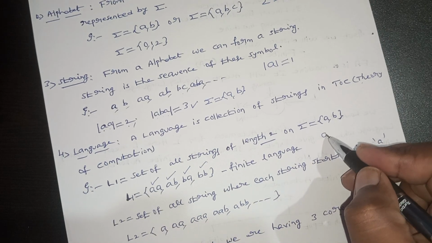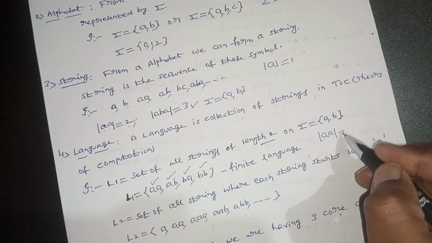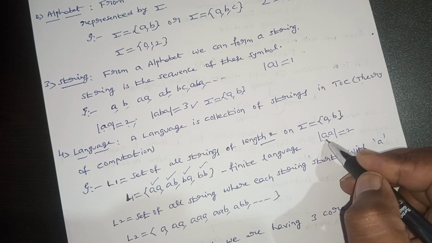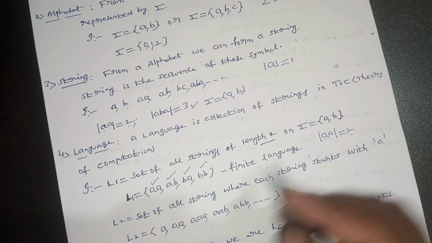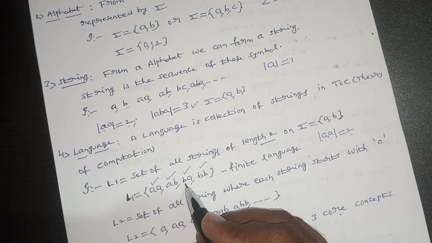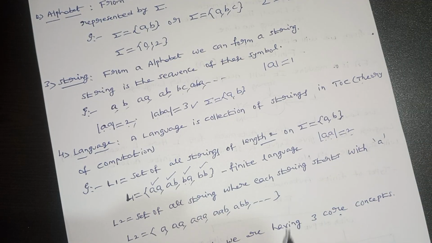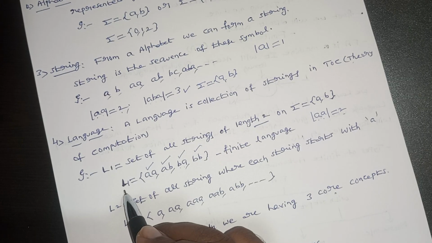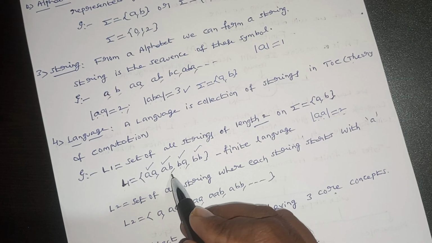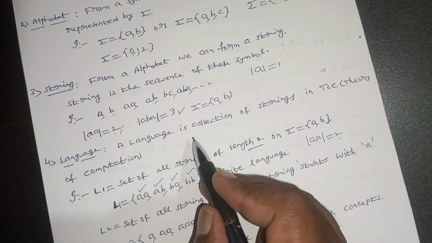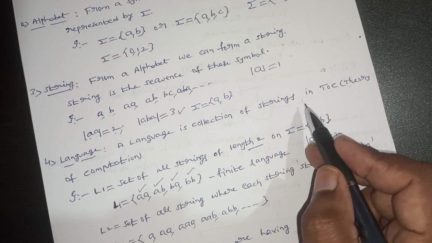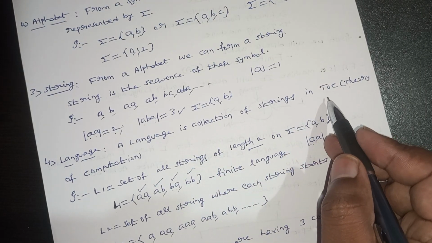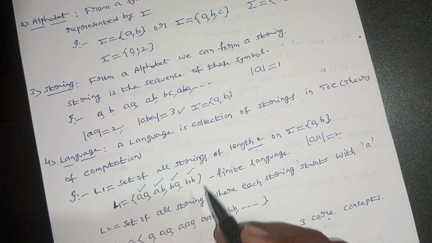Very simple, you take it like this and count the number of input symbols: 1, 2, which is equal to 2. If you take ba, how many am I having? 1, 2, that is the count. Okay, so now, language equal to what? A collection of strings. That is the definition. So a language is a collection of strings in the theory of computation, or FLAT, or automata theory.